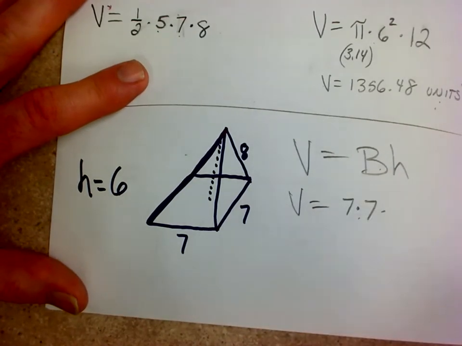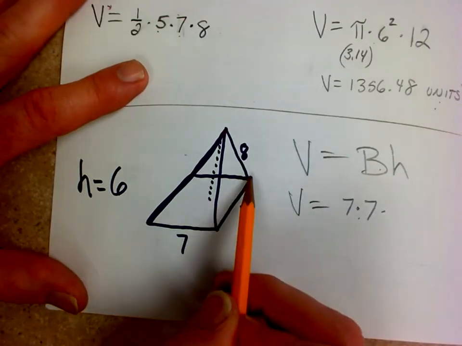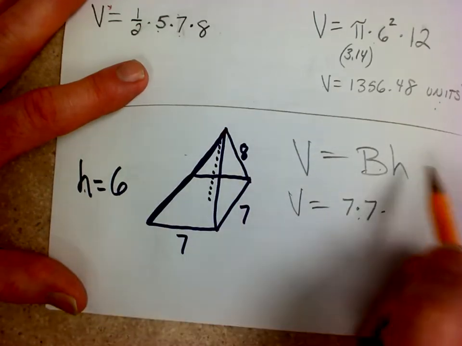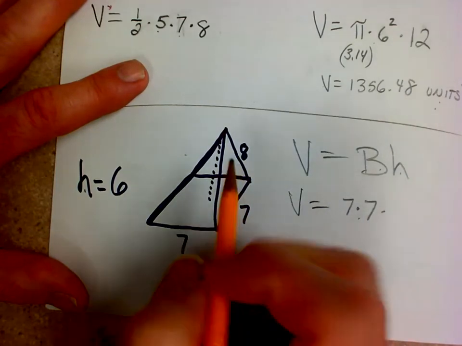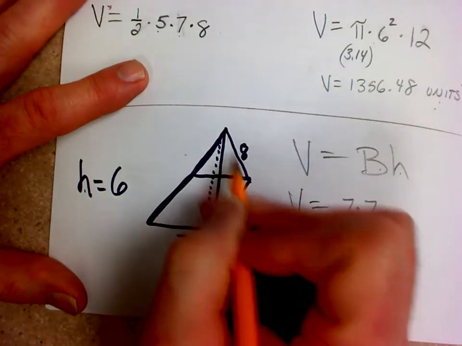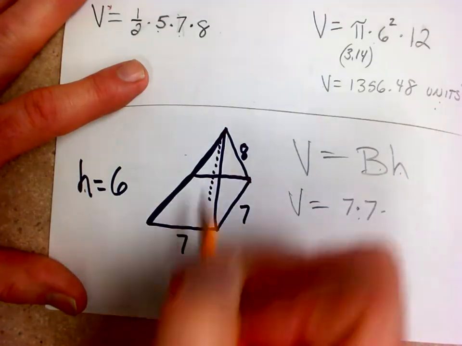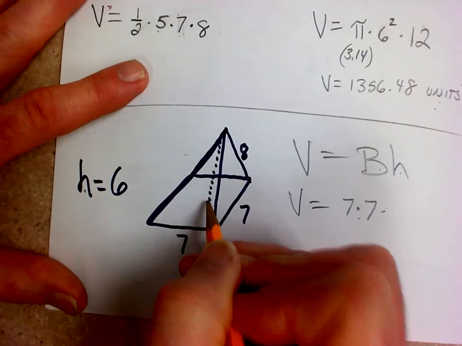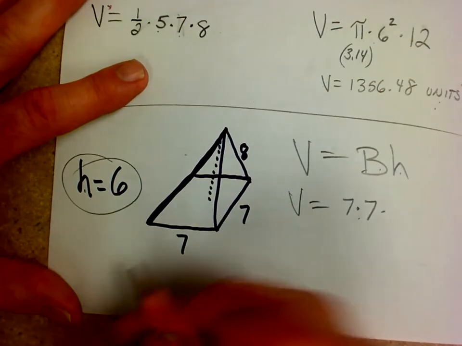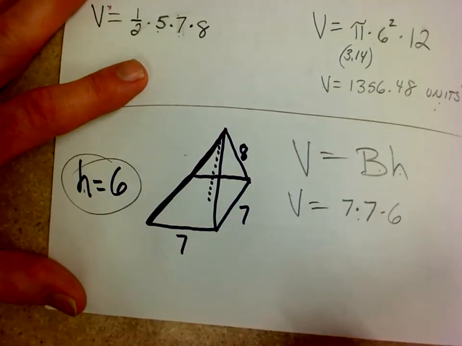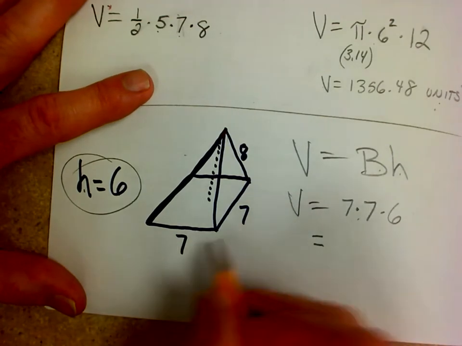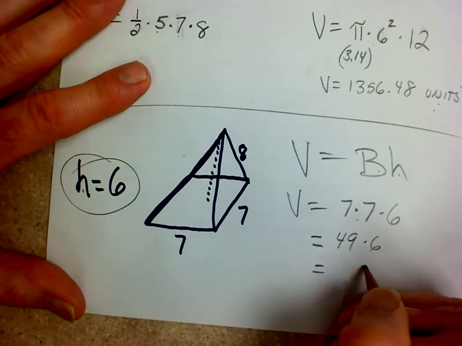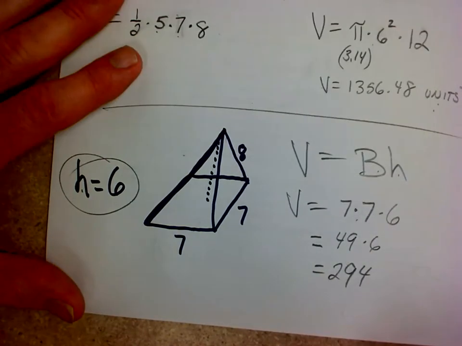The height of a pyramid. Is the height of this pyramid 8 or is the height 6? Remember, height must be straight up and down. 8, if you remember from surface area, we would call that the slant height. So this ridge pole right here, that's the height we're looking for here. So this is a 7 by 7 by 6. 49 times 6, 294.